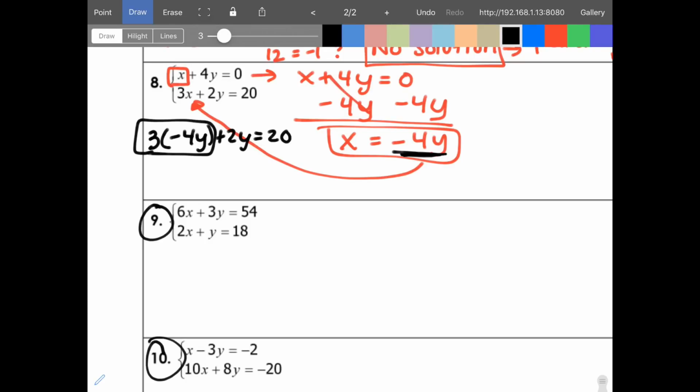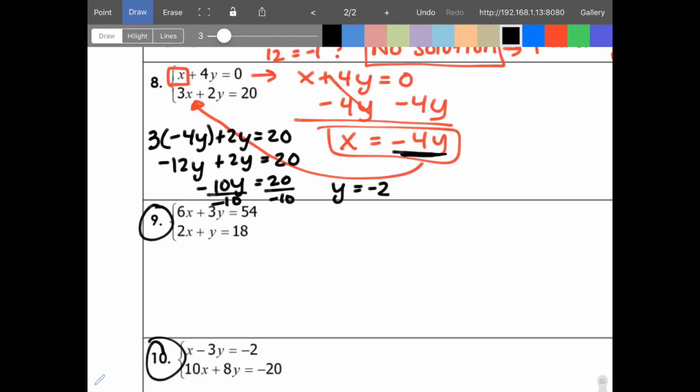So now I'm going to multiply this piece. 3 times negative 4y is a negative 12y, plus 2y equals 20. Combine like terms on this side. Negative 12y plus 2y is negative 10y equals 20. Divide by negative 10. And y equals negative 2.